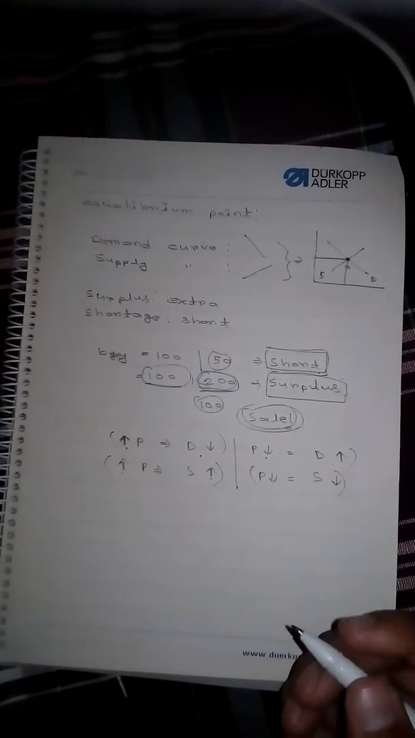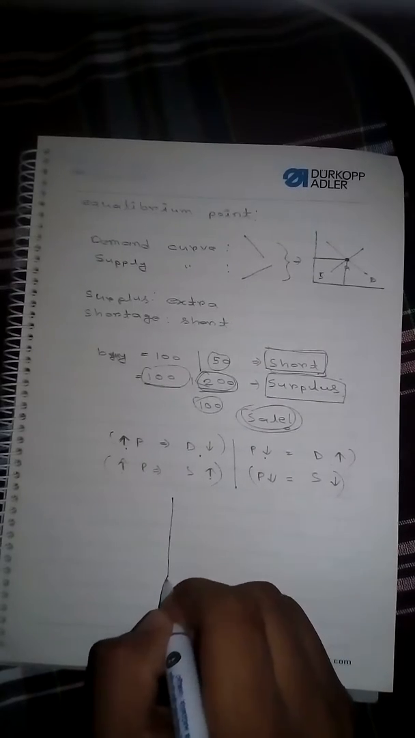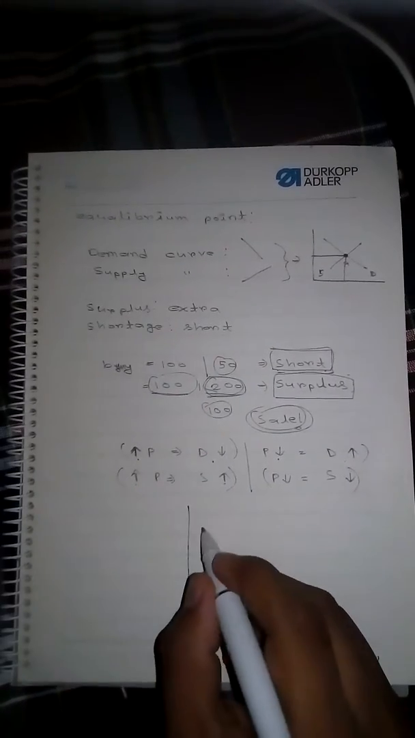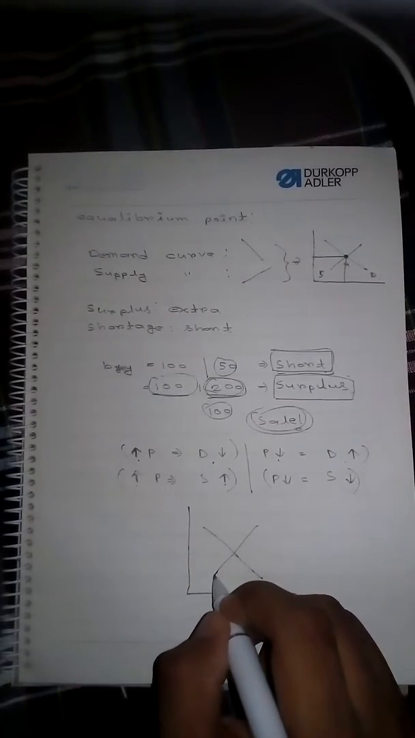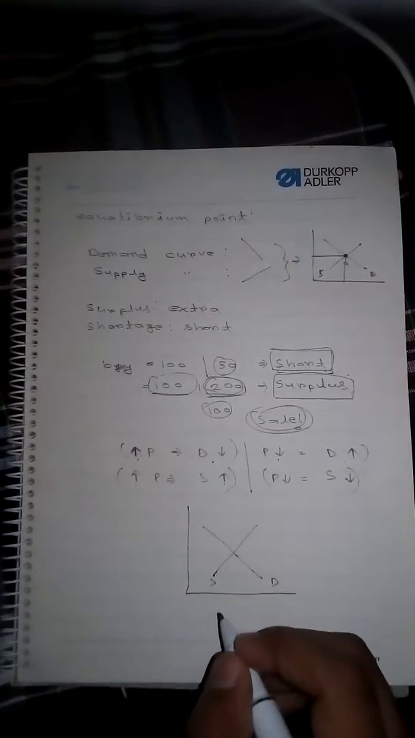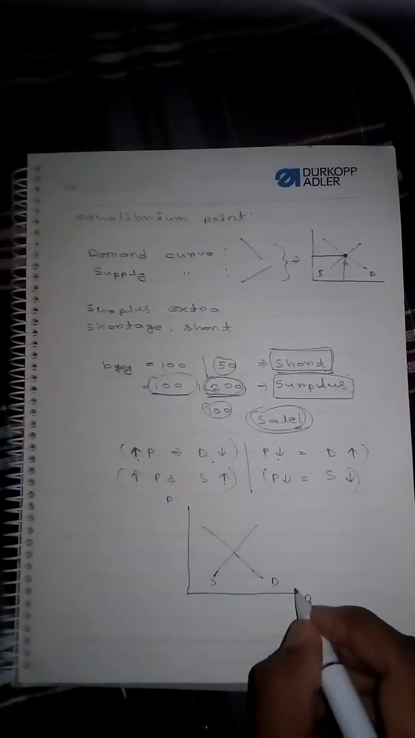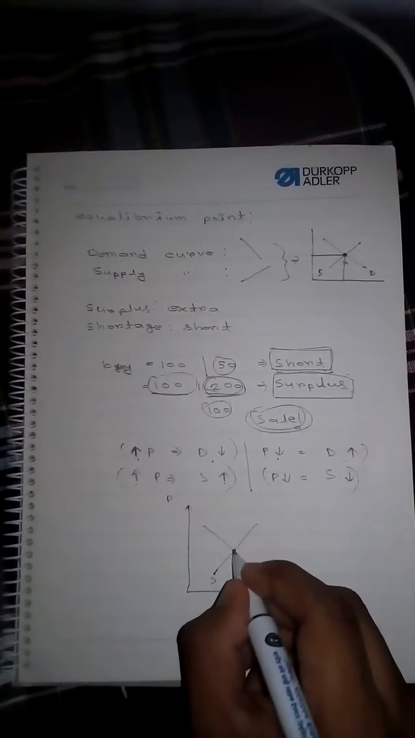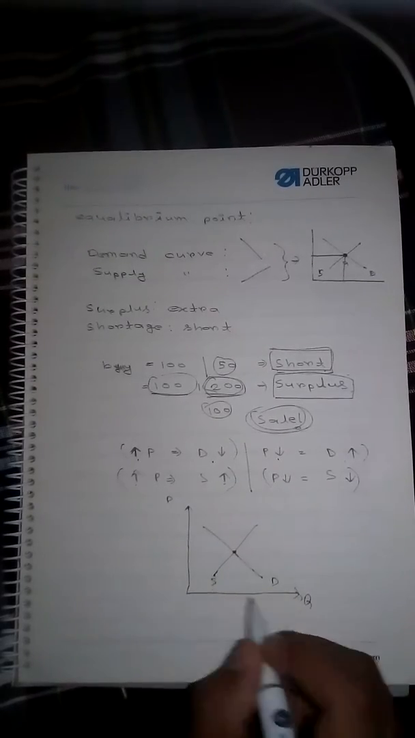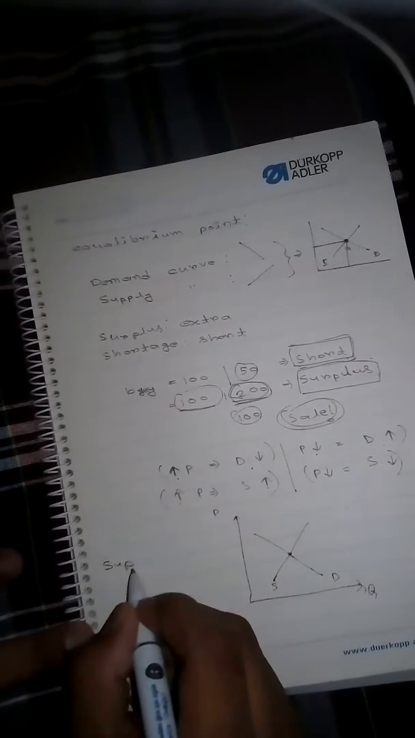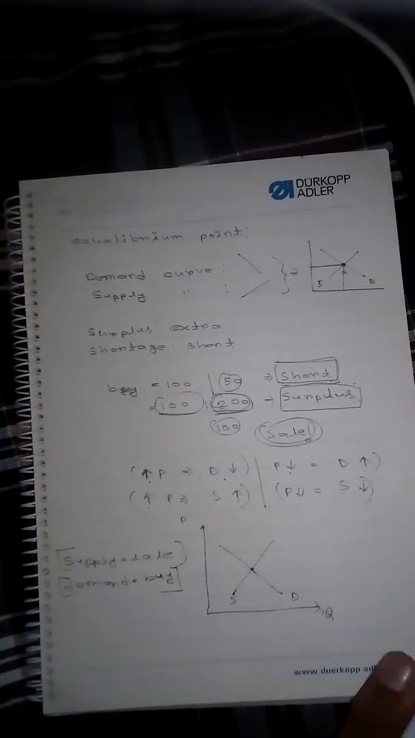So how do the surplus and the shortage work? Here we have a demand curve and a supply curve. This one is the demand curve and this one is the supply curve. This is price and this is quantity. And this one is the equilibrium point. As I told you, supply is always the seller and demand is always the buyer.